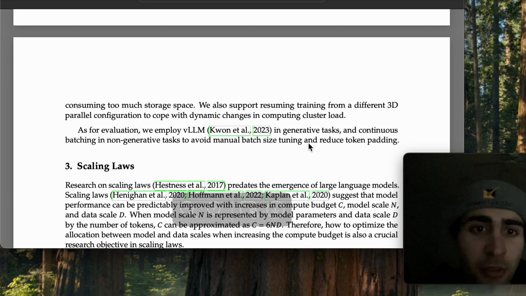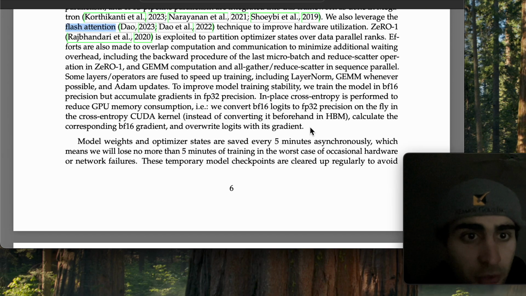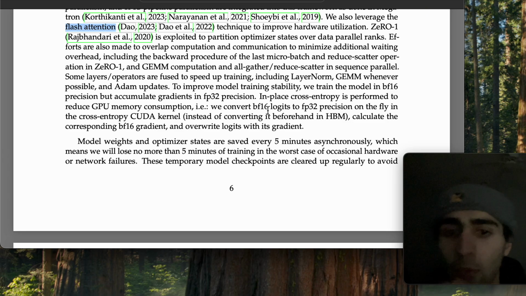So they use AdamW, which I'm proud to say I already have a video on. So if you're interested in looking at that video, then please do. And in terms of training, they use BF16 for the training itself. However, when we accumulate gradients, this is done in floating point 32, which has high precision. And my hypothesis for why this is done is to prevent numerical underflow.